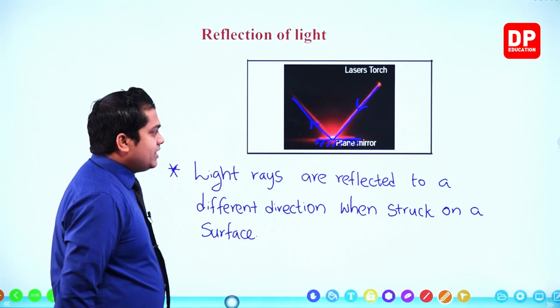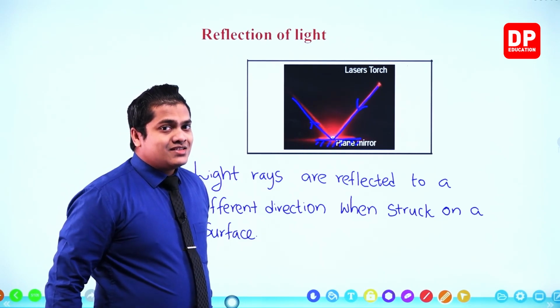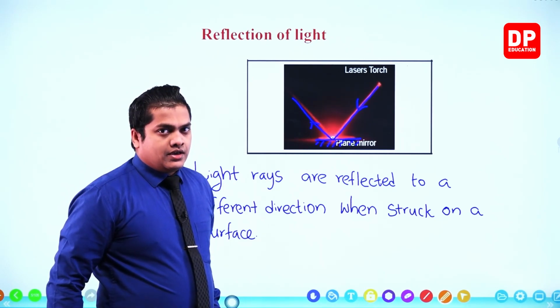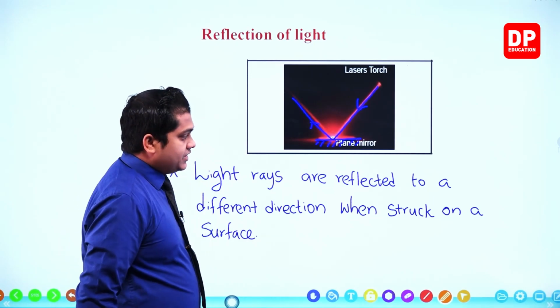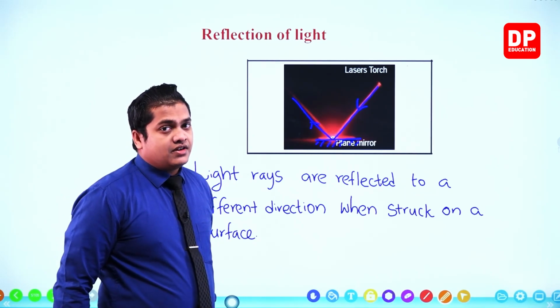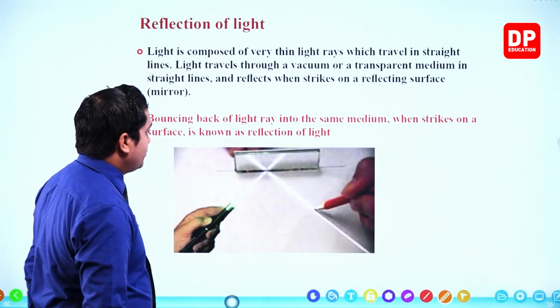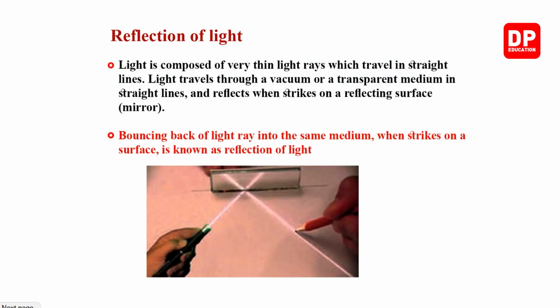These are the three main properties that we identified earlier, in our grades 6 and 7. We studied these properties of light in those earlier grades. Now let's see the new ones that we are about to discuss today. Light is composed of very thin light rays which travel in straight lines. Light travels through a vacuum or a transparent medium in straight lines and reflects when it strikes a reflecting surface.